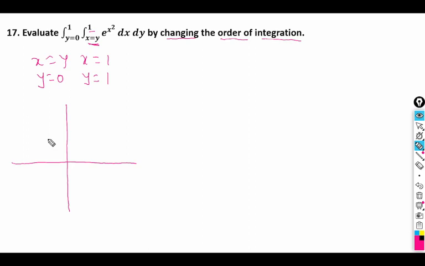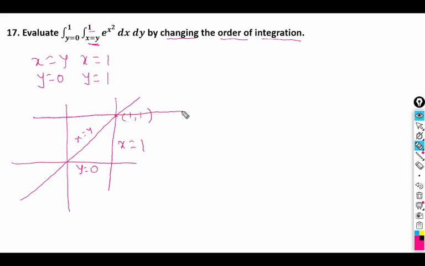First curve is y equal to 0, which is the x-axis. Then x equal to y is another curve, so I draw x equal to y. Next, x equal to 1 is parallel to the y-axis. This is my x equal to 1. And lastly, x equal to y is there and x equal to 1 is there, so the coordinates of this point are 1 comma 1. And y equal to 1 will pass through that point. So this will be y equal to 1. That's one. Now in the region, we have a square, an upper triangle and a lower triangle.